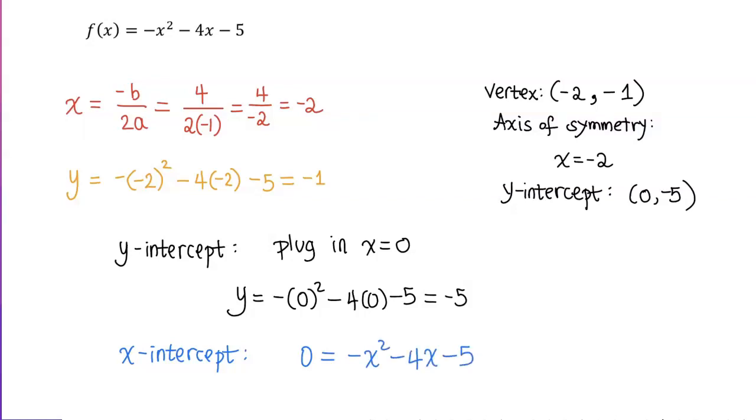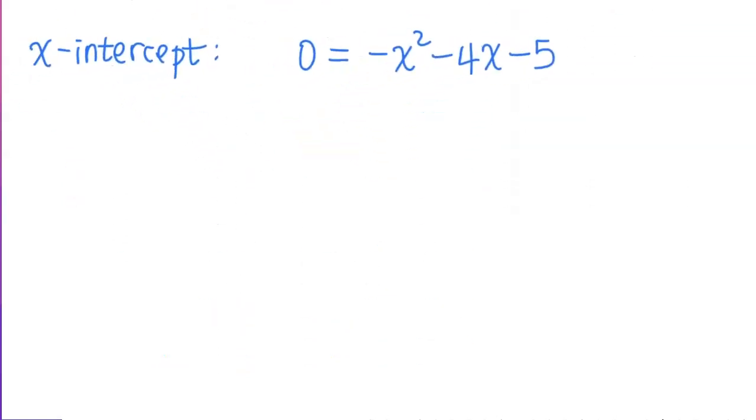Now some quadratics are factorable. If they're not, then we may have to use the quadratic formula. Let's try to see if we can factor this, okay? So I'm going to factor the negative 1 out. When I notice the leading term is negative, I decided I'm going to factor out the negative, so all of them will switch to the opposite sign.